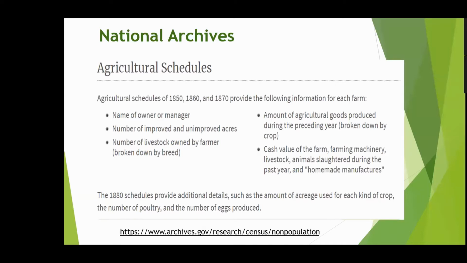They want to know if you were an owner or a manager. How much land did you improve and how many acres did you have not improved? The type of livestock you had. Also, the amount of agricultural goods that you had produced during the previous year. So like in 1850, it had been 1849. Some cash values regarding those. And then in the 1880 schedules, they added several more types of details and information. So we're going to see all those differences as we go along.